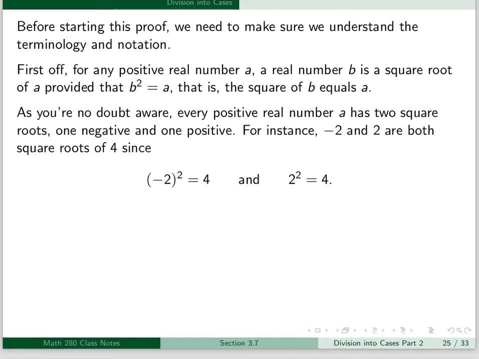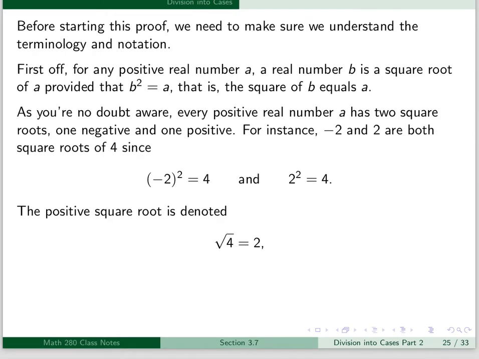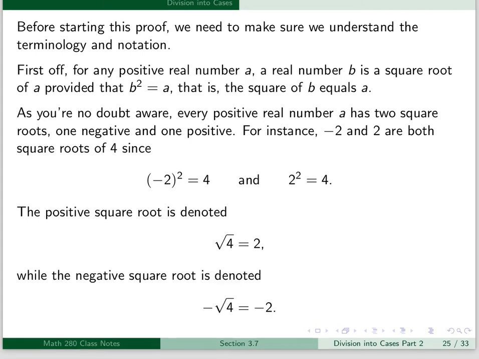As you're no doubt aware, every positive real number a has two square roots, one negative and one positive. For instance, negative 2 and 2 are both square roots of 4, since negative 2 squared is equal to 4 and positive 2 squared is equal to 4. The positive square root is denoted square root of 4 equals 2, using the radical symbol. The negative square root is denoted minus square root of 4, which is equal to minus 2. So we have to include a minus sign in front of the radical symbol.